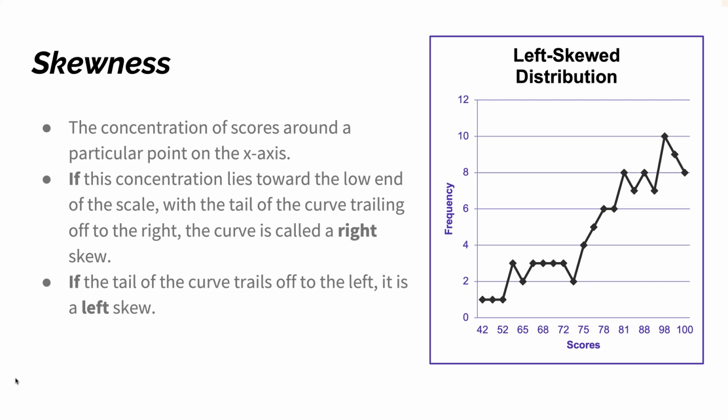But you can also have something like the distribution on the graphic on the right-hand side, where this is called a left-skewed distribution. So this is something that students often get confused, so I'm going to read this. If the concentration lies towards the low end of the scale, with the tail of the curve trailing off to the right, the curve is called a right skew. If the tail, that's the lower part, the tail of the curve trails off to the left, it is a left skew. So often people look at, oh, where it's high, that must be where it's skewing. It's actually where it's low on the side, that's the side it's skewing towards.